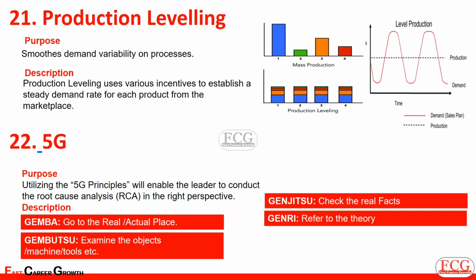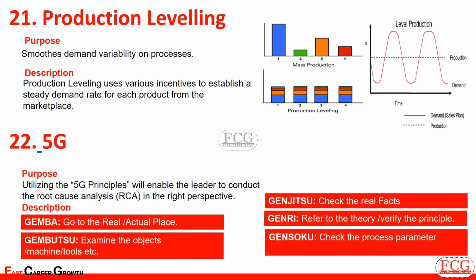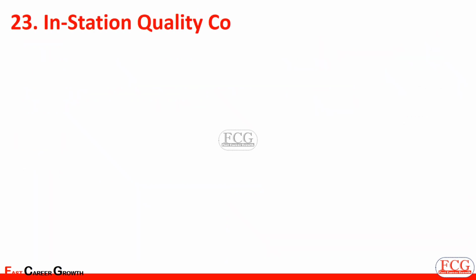Genri: refer to the theory or verify the principle. In this step, the team should verify the principle and condition of machine or equipment or tools etc. Gensaku: check the process parameters or SOP or standards. Lastly, team members should check and verify that the process parameters, SOP, work procedure, visual instruction, and one-point lesson are followed by operators.